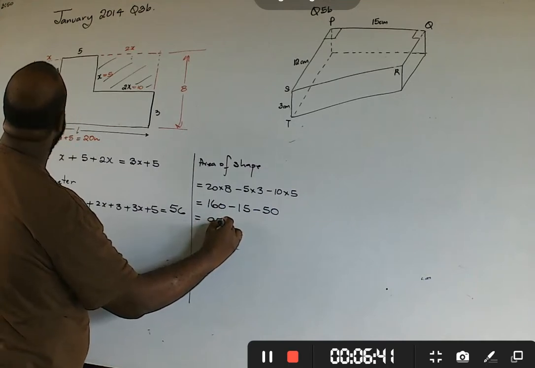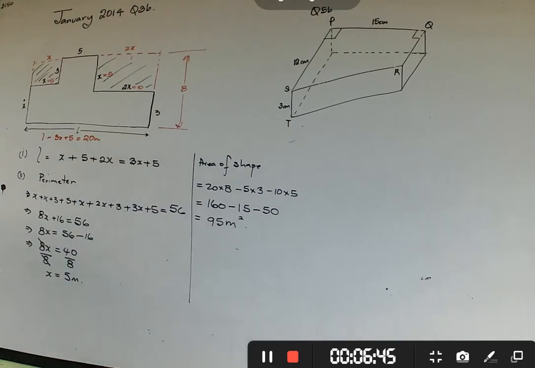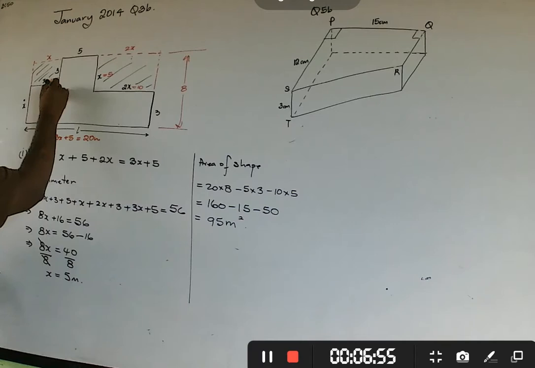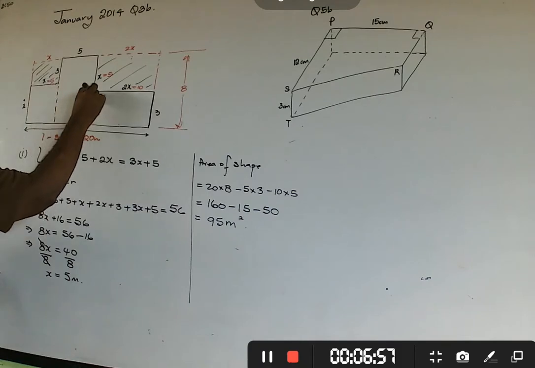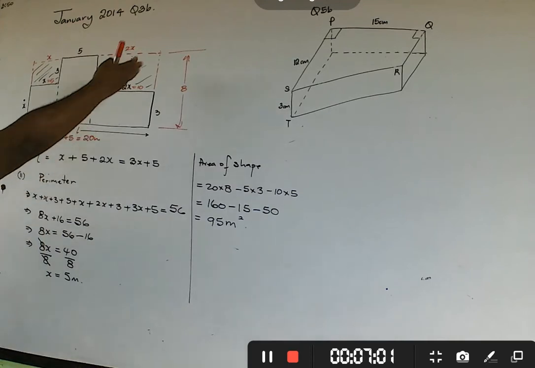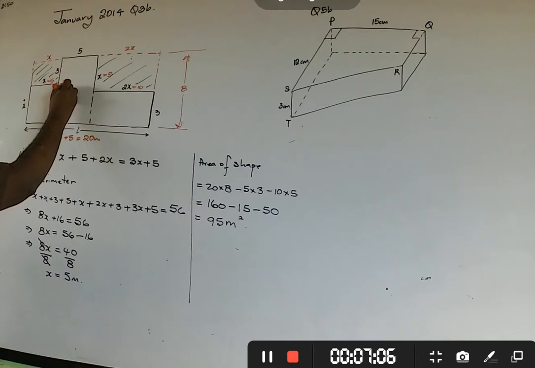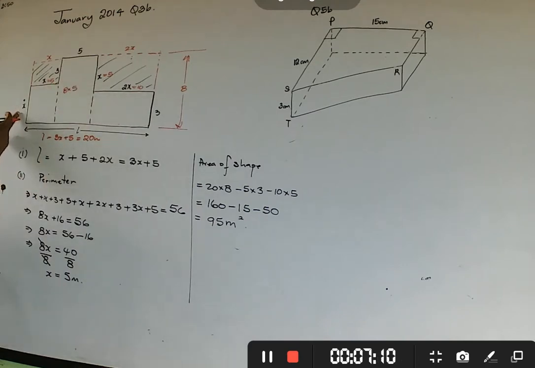And this is what? Meters square. 95 square meters. Did you get it? No, sir. If you wanted to, you could have done it differently. You could have segmented like that. We already worked out that this is what? 3. So in here, it would be what? 5, 8 by 5. This is what? X is what? 5.